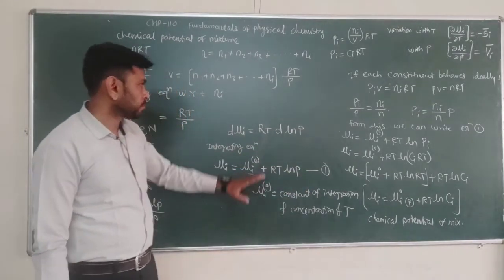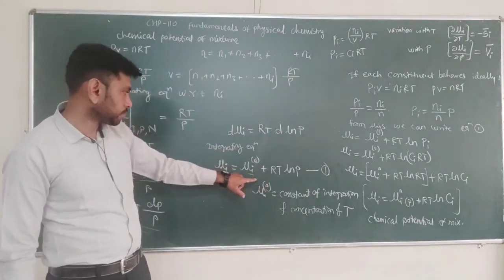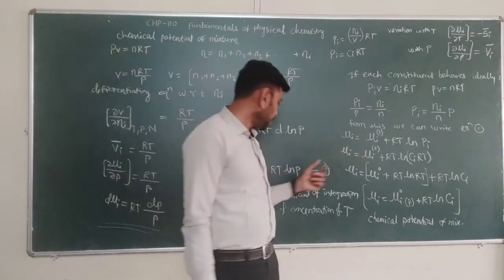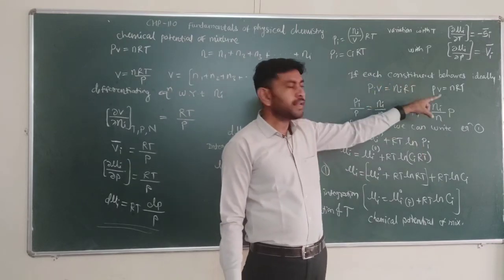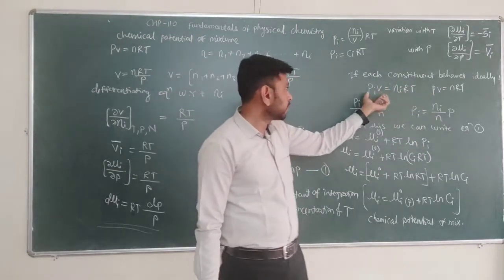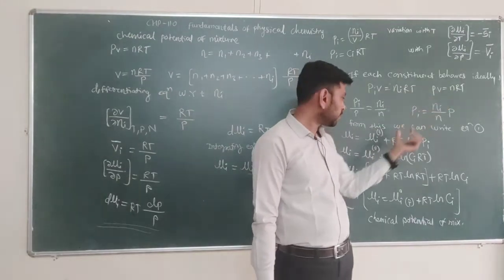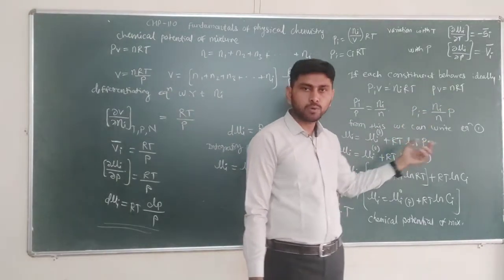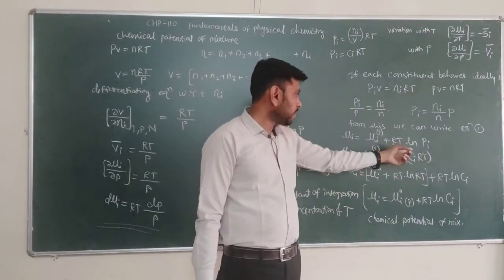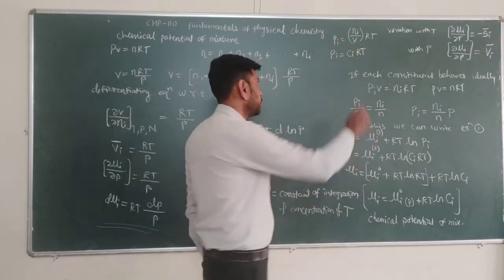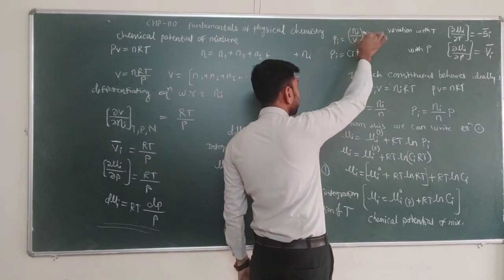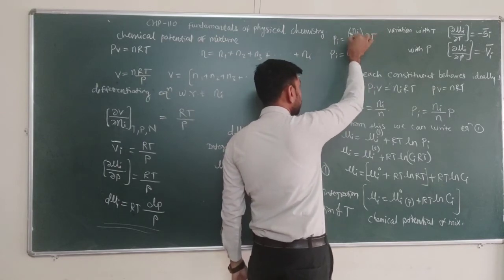This is equation number 1, in which P should be replaced by Pi if each constituent behaves ideally. Then these two equations are equal, that's why we can write P equal to Pi. And again, by the ideal gas equation, if we rearrange it, we obtain Pi equal to Ni upon V, which is the concentration term.